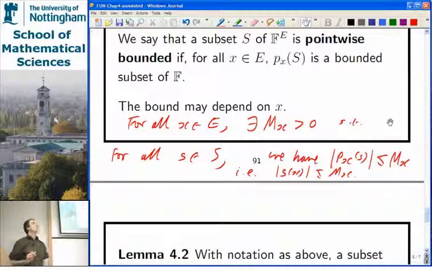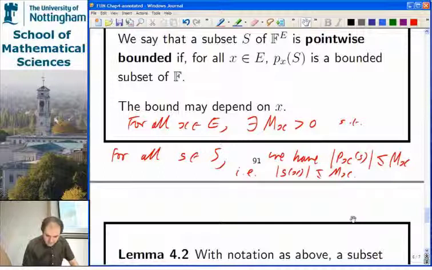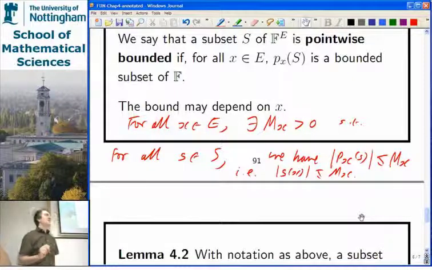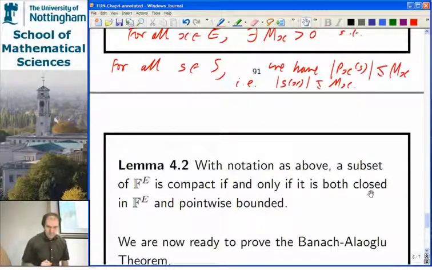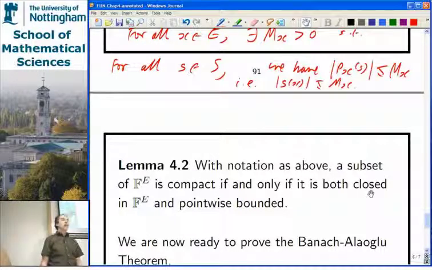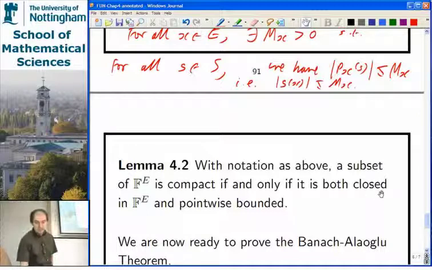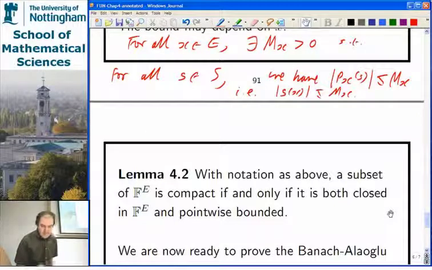And now, here's a characterization of the compact subsets of F to the E. Based on Tikhonov's theorem and the Heine-Borel theorem that we already know, and the fact that a continuous image of a compact set is compact, it turns out you're compact if and only if you're closed and pointwise bounded. So that's Lemma 4.2. A subset of the product space is compact if and only if it's both closed and pointwise bounded. So let's prove that lemma.